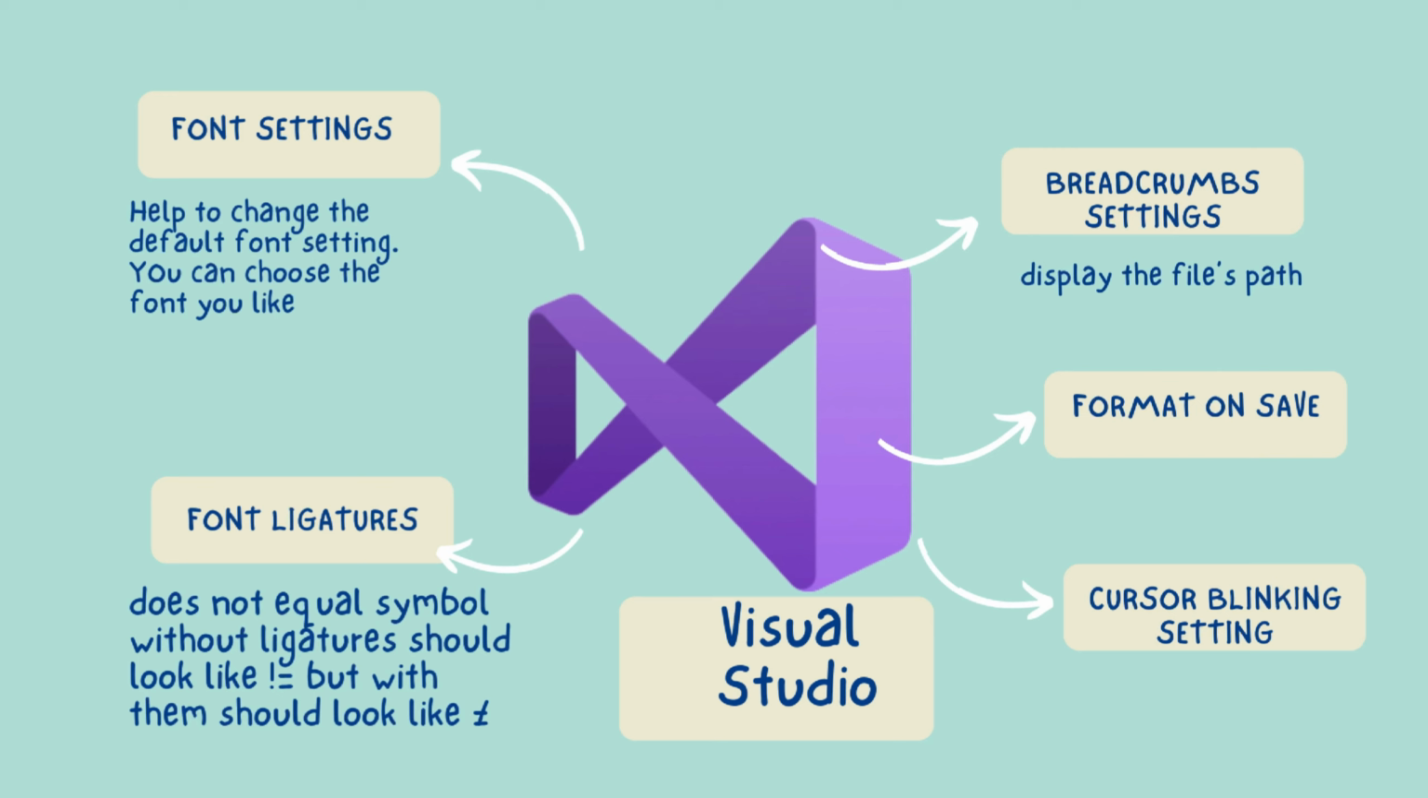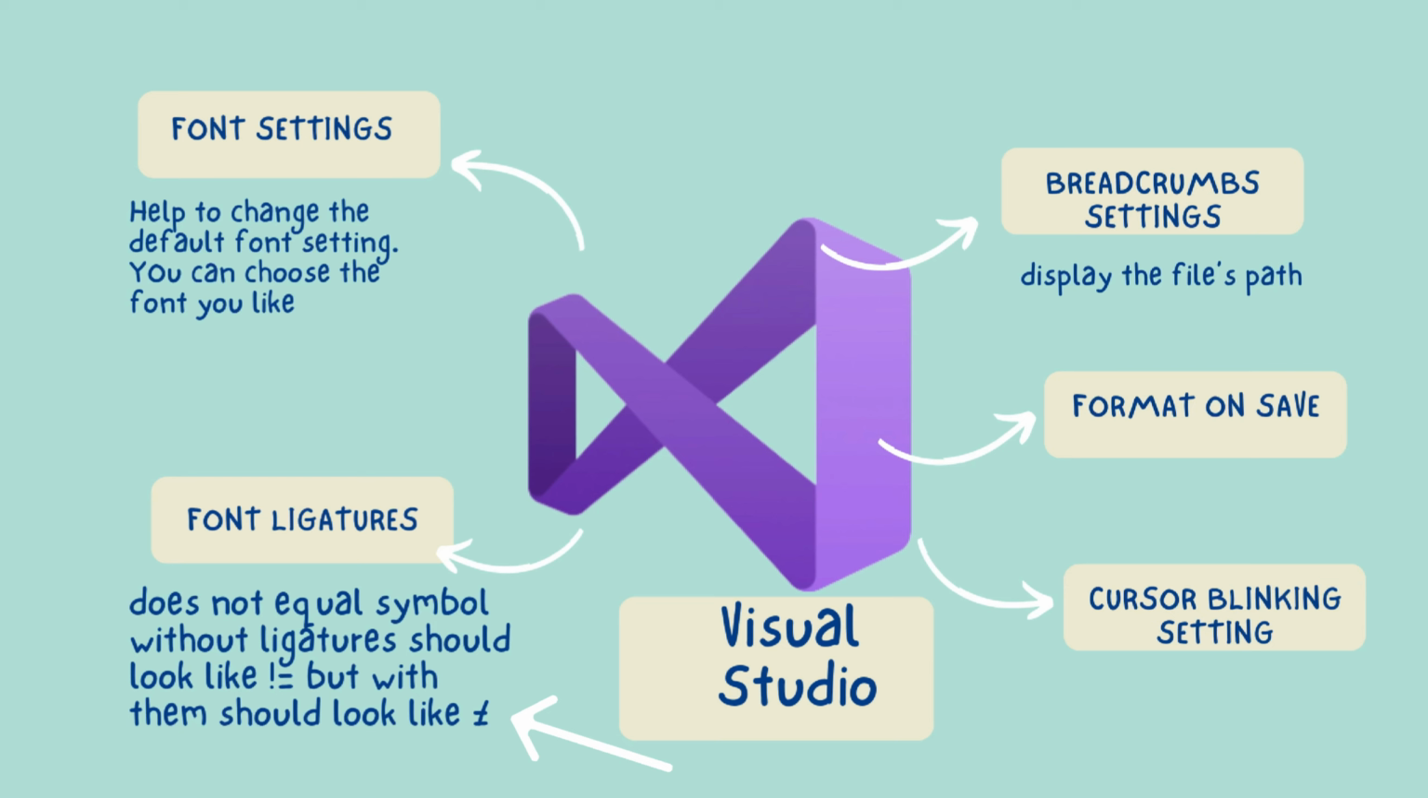Now let's move to the next setting, that is the font ligature. It is not recommended for most languages. Why is it not recommended? Because it is going to change the way symbols look. If you look at the example, the sign for not equal to is this in many languages, but it is going to change your code to look like this. Now how do we enable this setting?